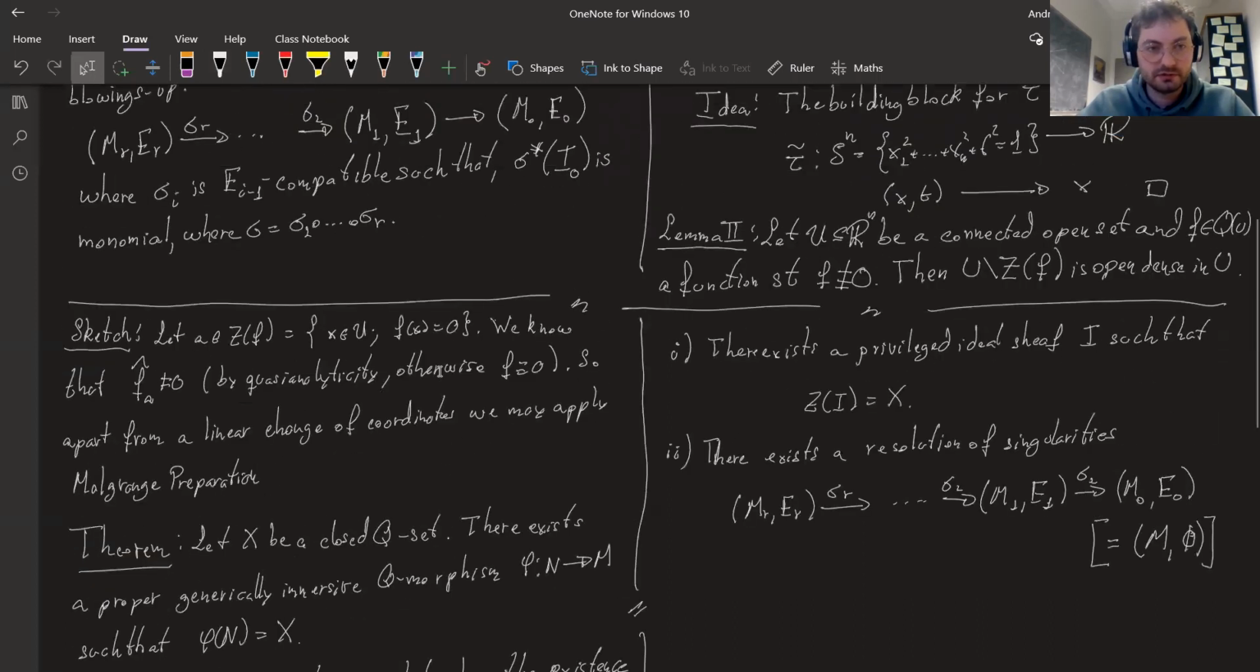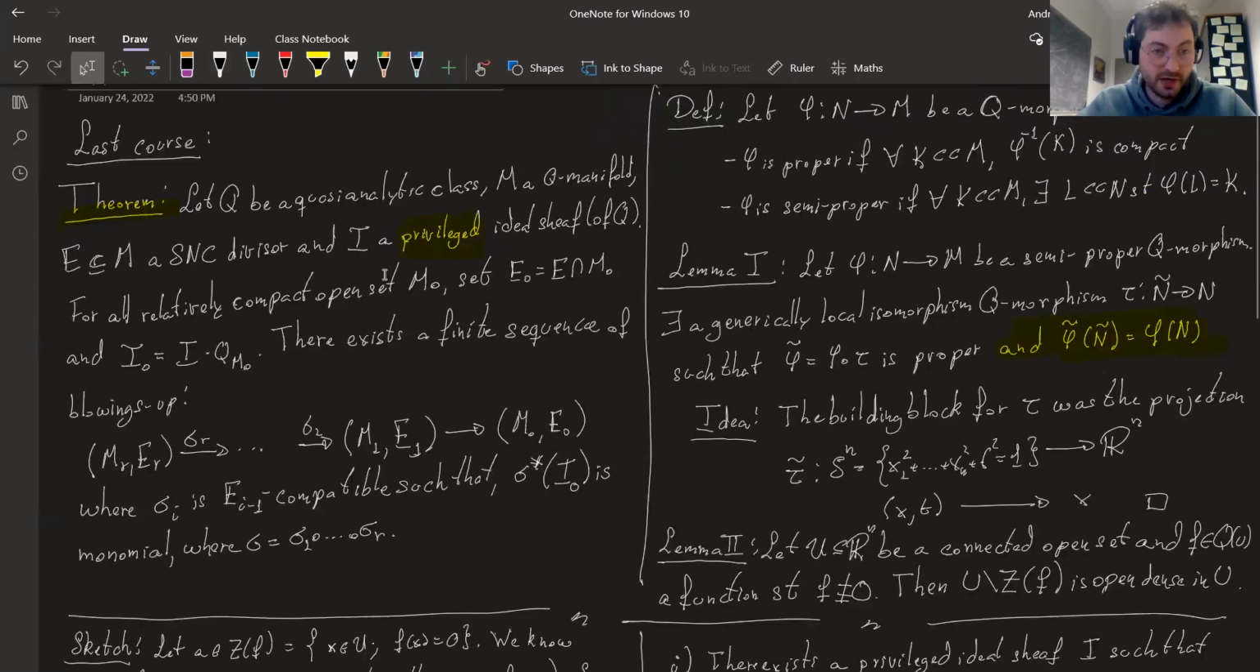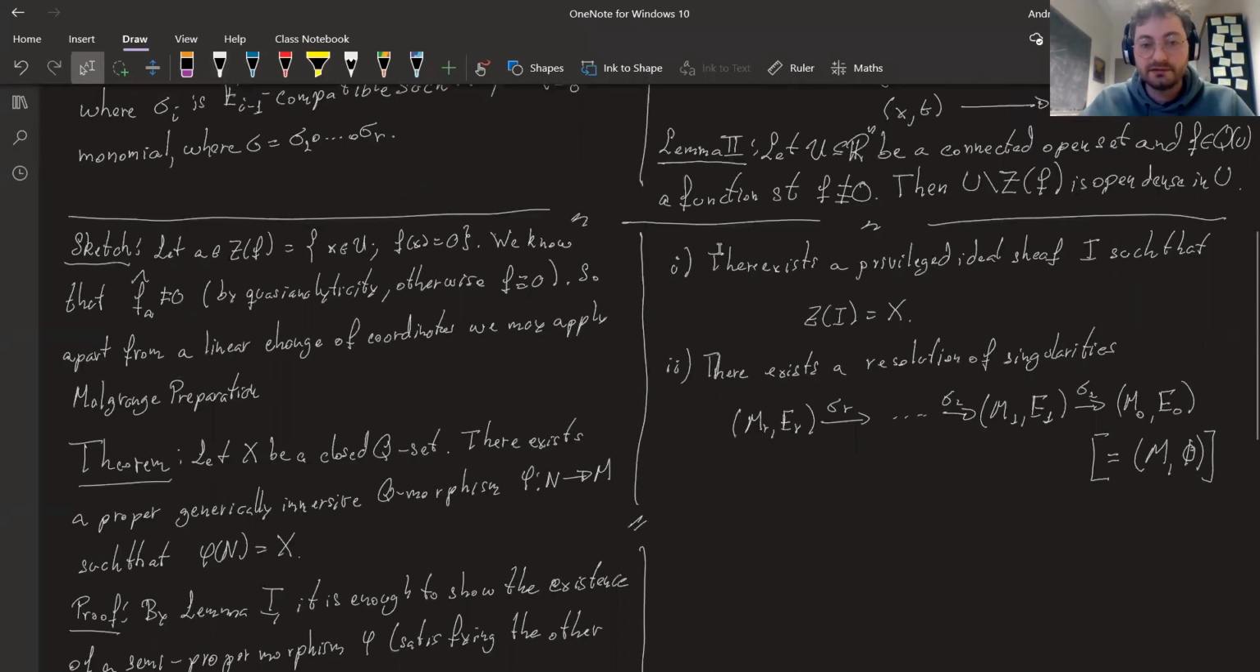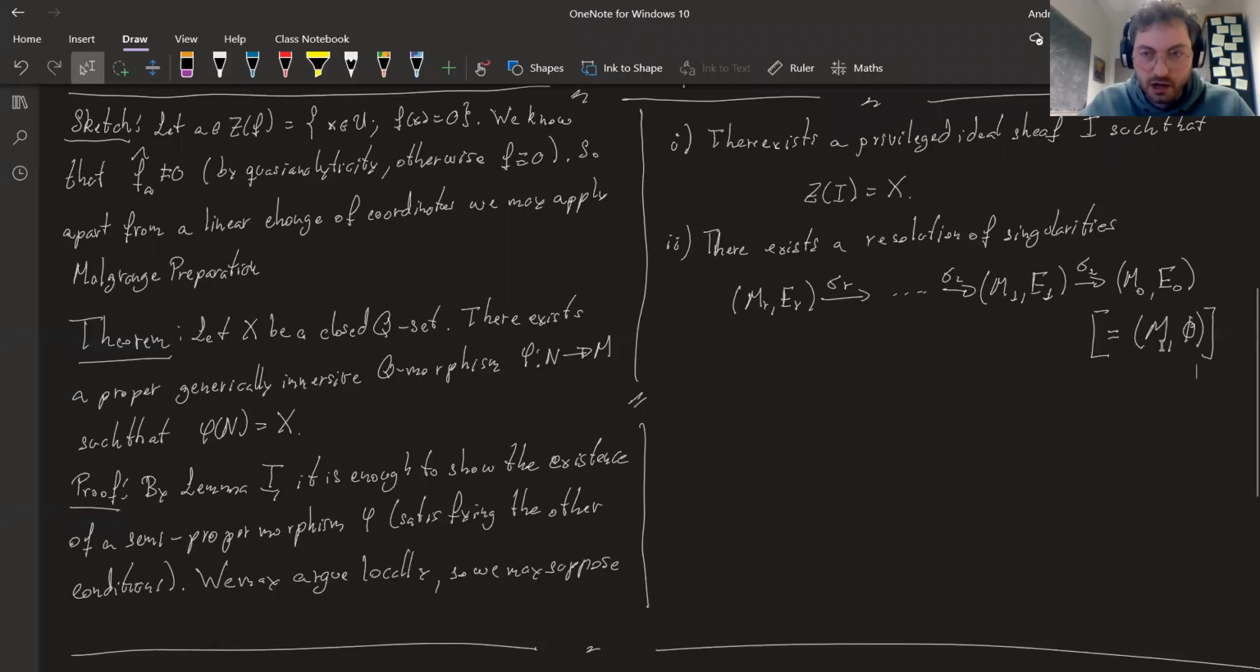Just a little comment. In the theorem, we had to take some relatively compact open set, and then there is the existence. But of course, since the result is now local, it's enough to take some local covering by relatively compact open sets of M, and then argue in each one of them. So we can assume, as written here, there exists a global resolution of singularities with M equal to M_0 and E_0 equal to the empty set.